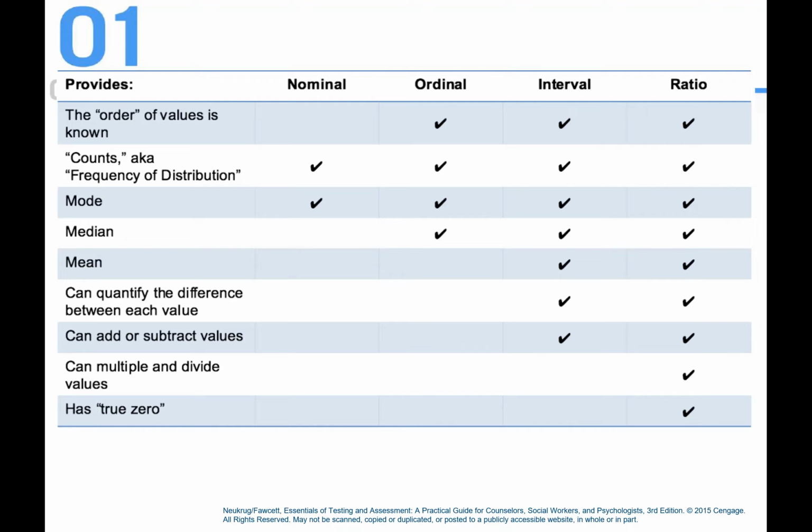All right. And lastly, I'm skipping ahead a little bit. The ratio has a true 0, meaning that when something is measured and they get a 0 on a ratio scale of measurement, that means that they have an absence of the thing being measured. All right.